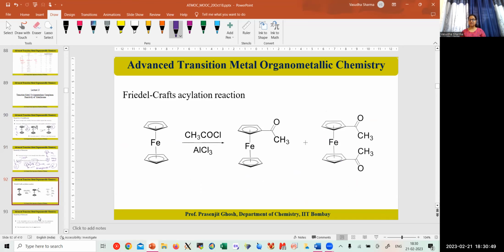So one such example is the Friedel-Crafts acylation reaction. You have seen this occurs in benzene also, in the presence of the same reagent, CH3C double bond OCl and AlCl3, which is the Lewis acid. So this Cp ring, which is anionic, will attack on the carbonyl position and it will get this COCH3. Mono substitution is also possible, and di substitution is also possible. Mono substitution and di substitution, that is the right term.